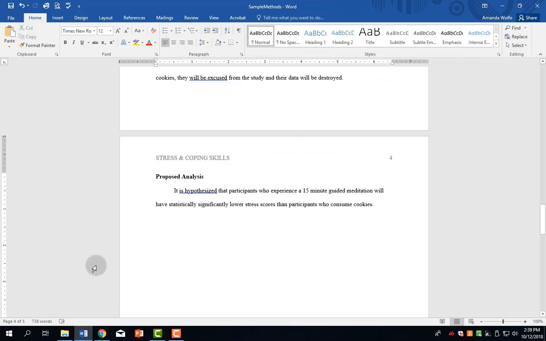The first part is our hypothesis. The hypothesis I've written is that participants who experience the guided meditation will have lower stress scores than participants who consume cookies. And then in the draft phase, I just need 2 sentences about what statistical test you think you're going to run. However, at this point, now that I'm writing, I know exactly what test to run.